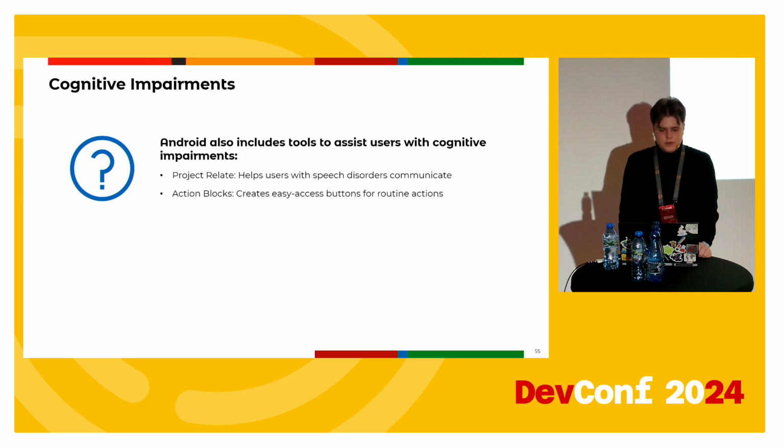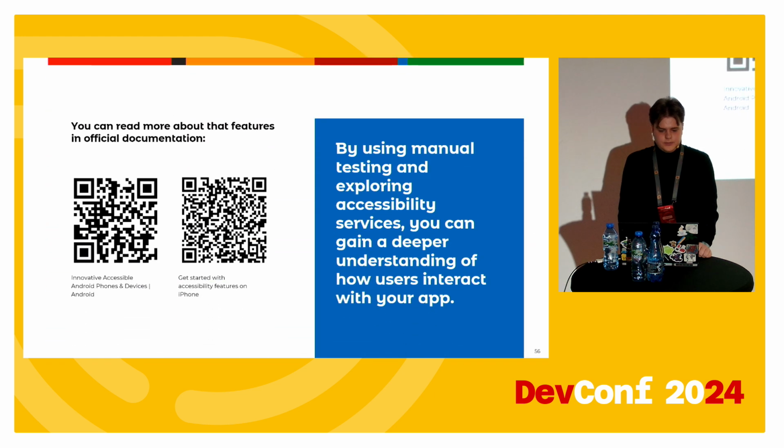Android also includes tools to assist users with cognitive impairments. Project Relate, which is tailored to individuals with speech disorders. This app learns the unique speech patterns and helps to improve communication. And Action Blocks, which enables users to create customizable buttons for routine actions, simplifying tasks such as making a call or controlling smart home devices. By using manual testing and exploring accessibility services, you can gain a deeper understanding of how users interact with your app. You can read more about this feature in the official documentation.